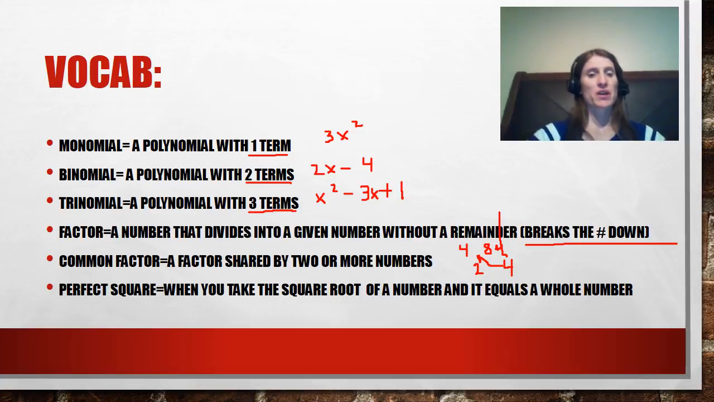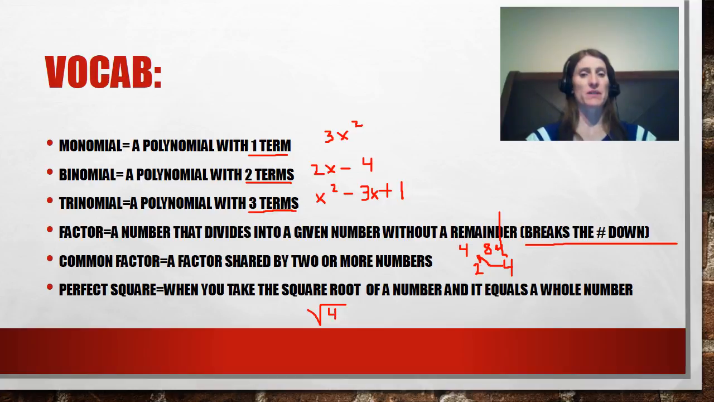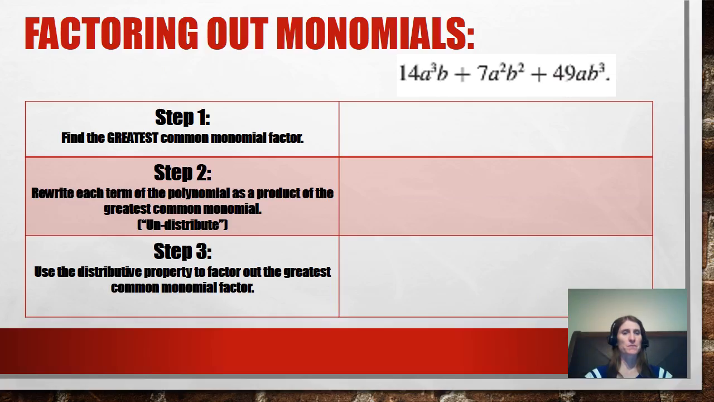All right, moving on to a perfect square. So in Unit 1, we talked about squares and square rooting. When you take the square root of a number and it equals a whole number, then we know it's a perfect square. So for example, if I take the square root of 49, this comes out as 7, because 7 times 7 will equal 49. And so I know that 49 is a perfect square. Okay? All right, moving right along from our vocab here.